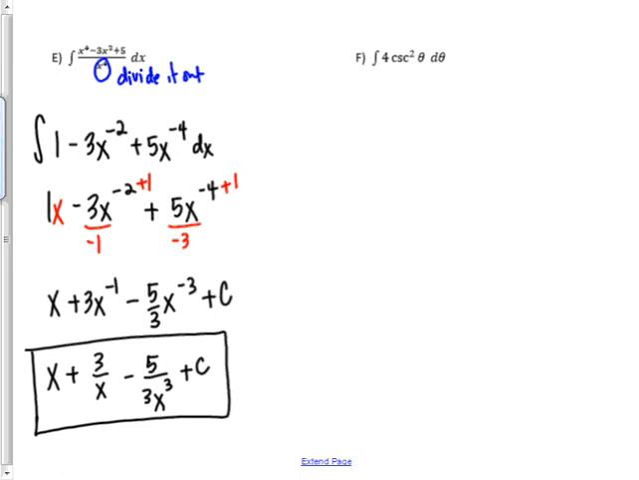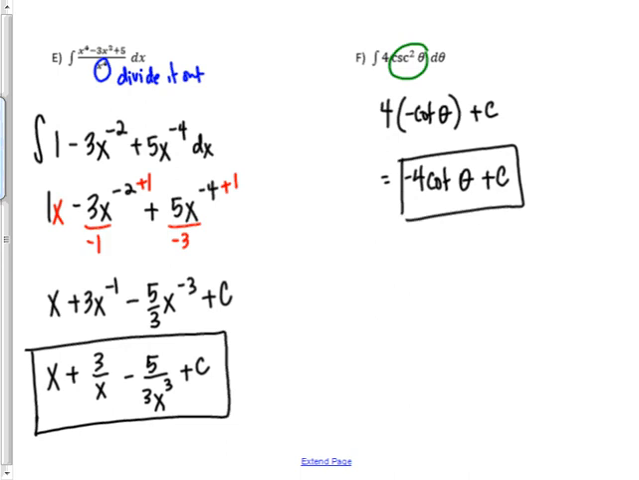Okay. All right, this one, F, is another trig one, so you just need to make sure you have memorized in your rules how to integrate cosecant squared theta. The integral of cosecant squared is negative cotangent theta. So I get negative 4 cotangent theta plus c. I posted all those trig derivatives in the notes that you're supposed to print out. Make sure you do that.